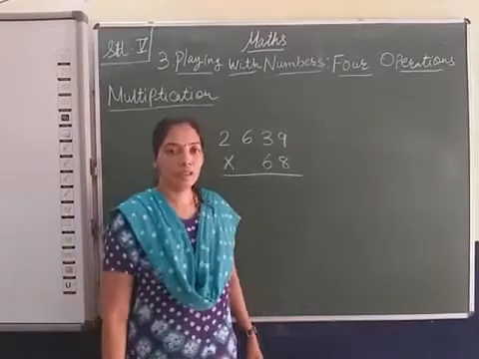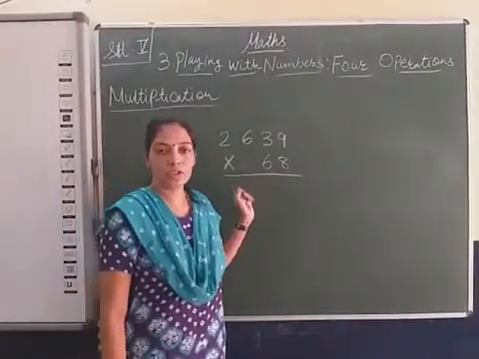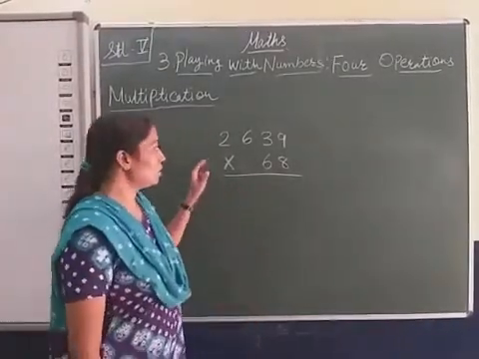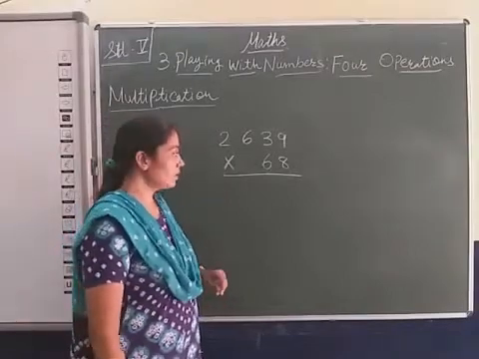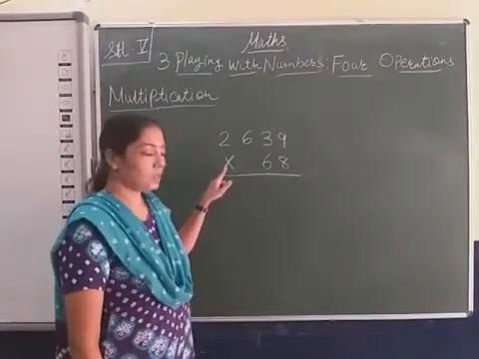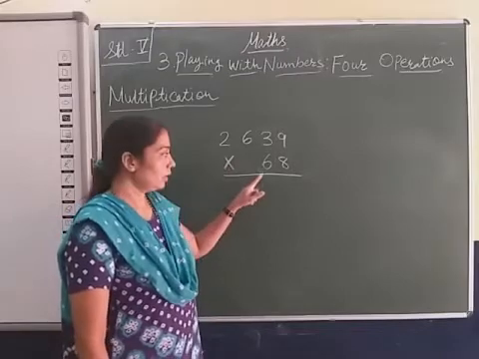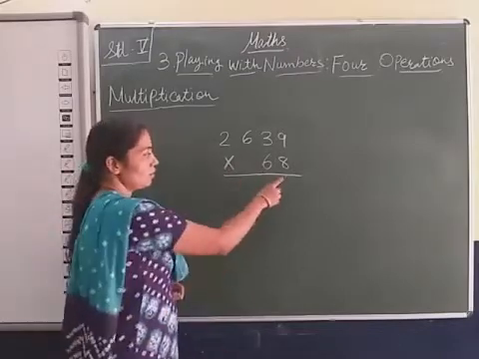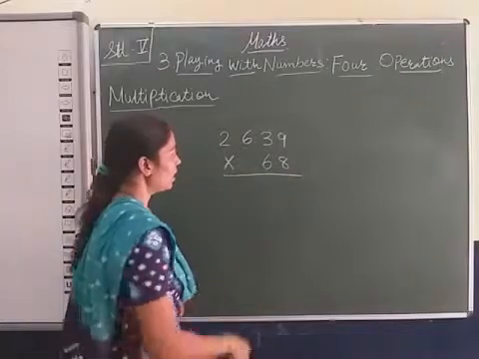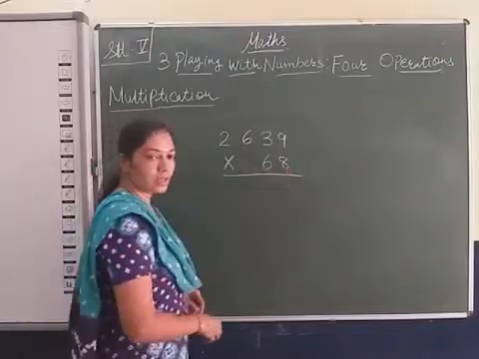Student, let me show you multiplication by a two-digit number. I take here 2639 multiplied by 68. We put the multiplication sign here, and now let me start. Start from the ones. 9 8s are 72.